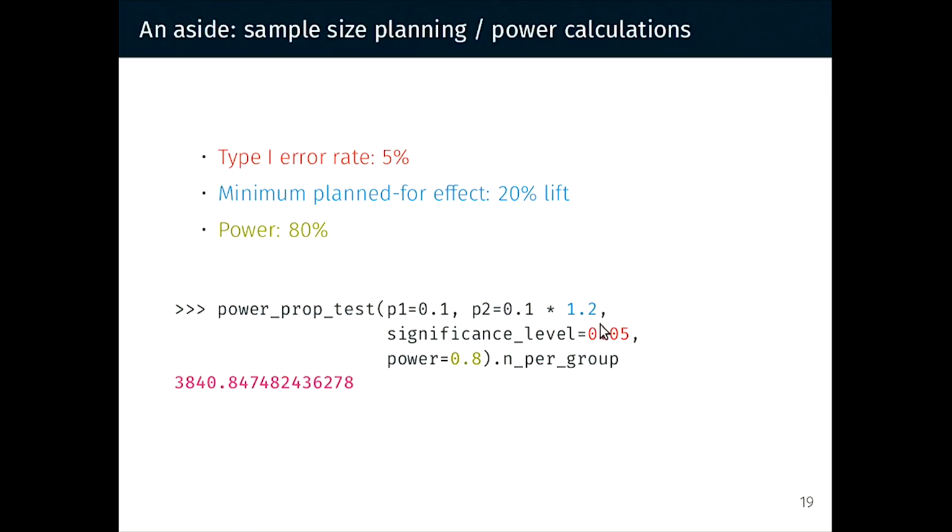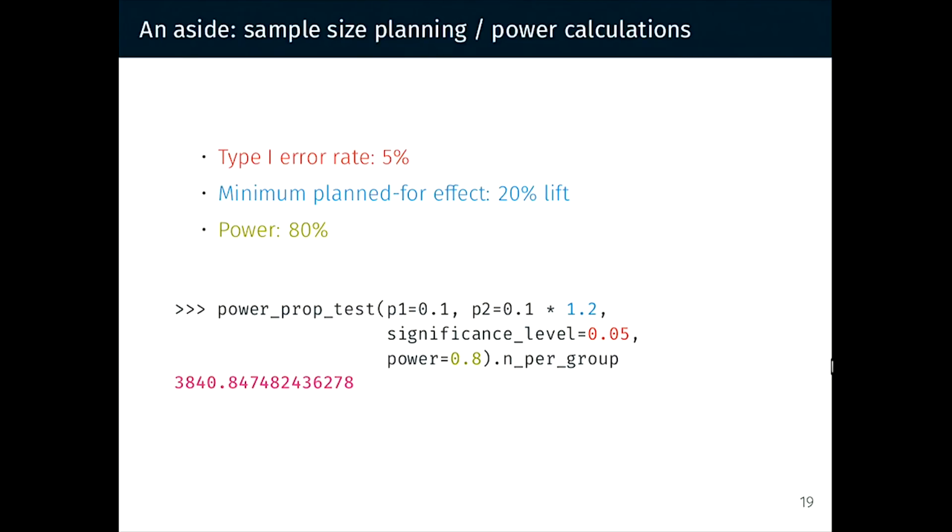And I'm running at a significance level of 5%. That's that type 1 error rate, or the chance of a false discovery. And I want 80% power. Then this function will tell you the sample size you need. This is the number of subjects you need per group. So we need something like 7,600 people total.